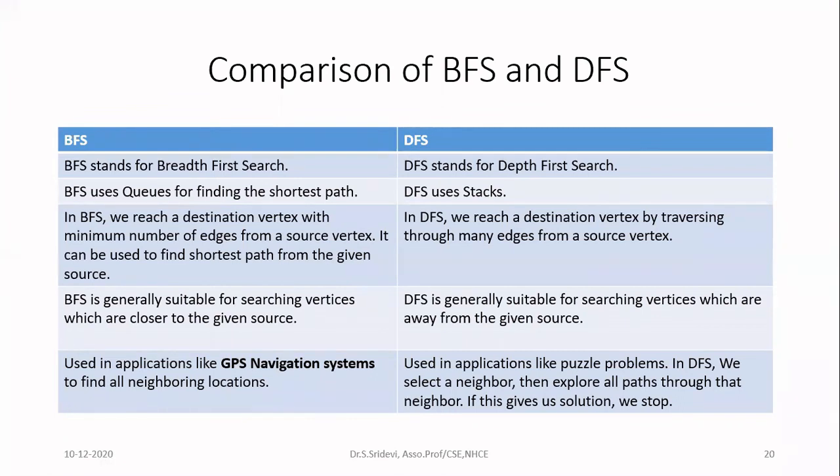Okay, so here, if you implement gaming applications or puzzles like chess or other thing, you have to go for DFS. Because here only first we are selecting a neighbor, then from that neighbor we are exploring all the path. So you select one new position, from that position you try to play the game. Don't explore all the solutions possible from a particular node.